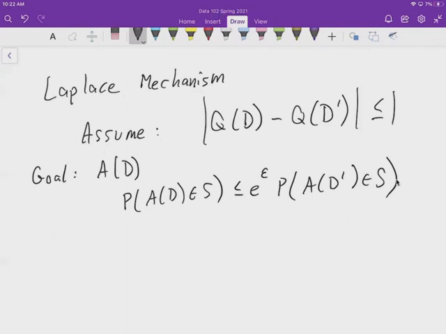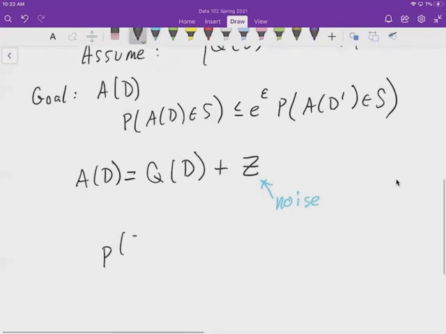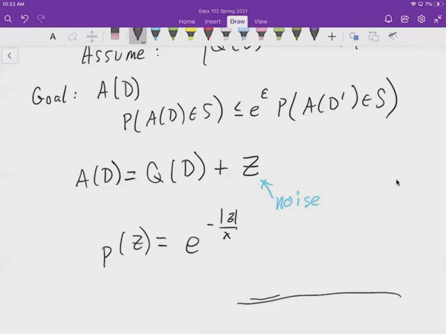Okay, and so what I'm going to do is define my algorithm as follows. I'm going to say A of D is equal to Q of D plus Z. And what is Z? Z is just noise. And how am I going to define that noise? I'm going to define it such that the distribution of Z is proportional to e to the minus absolute value of Z divided by some parameter lambda. And the distribution looks something like this, right? This is essentially a two-sided or symmetric version of the exponential distribution. And this is called the Laplace distribution.